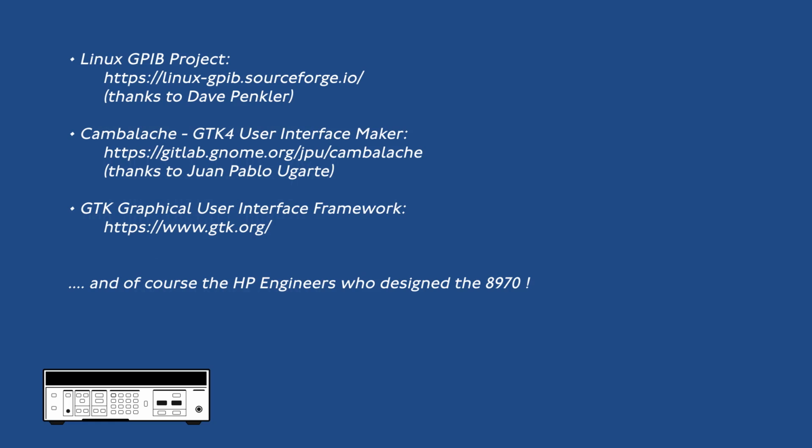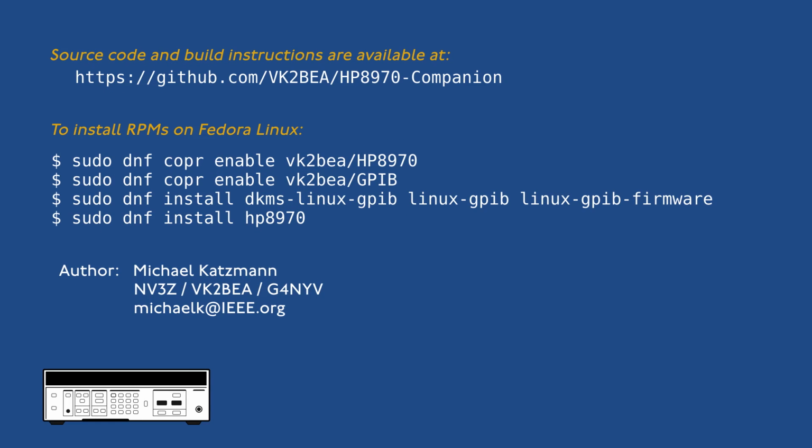The program source code is available on GitHub at the address listed here. To install on Fedora Linux, simply run the commands shown. To build and install the program on other Linux distributions, use the AutoTools package. Instructions are given on the GitHub page.